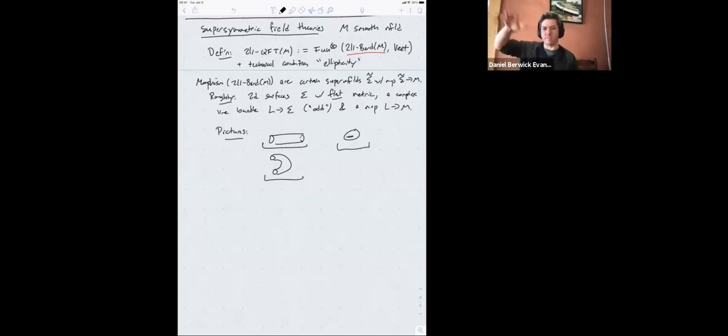And you think about that vector bundle as being sort of like the nilpotent directions in which you're allowed to deform your ordinary manifold. That's the sense in which it's a nilpotent thickening. Other questions?